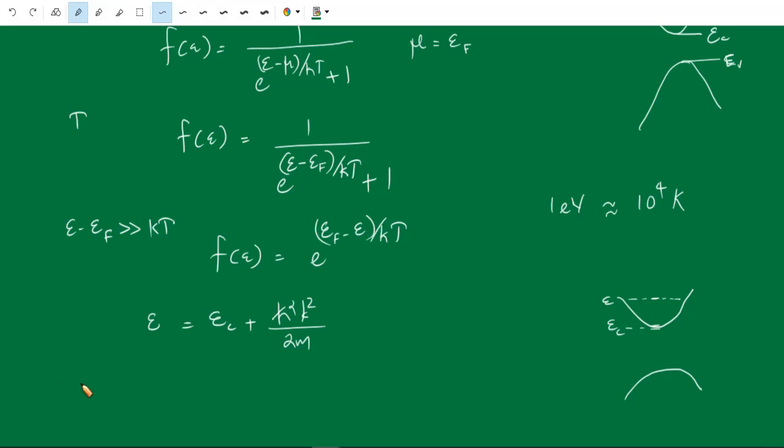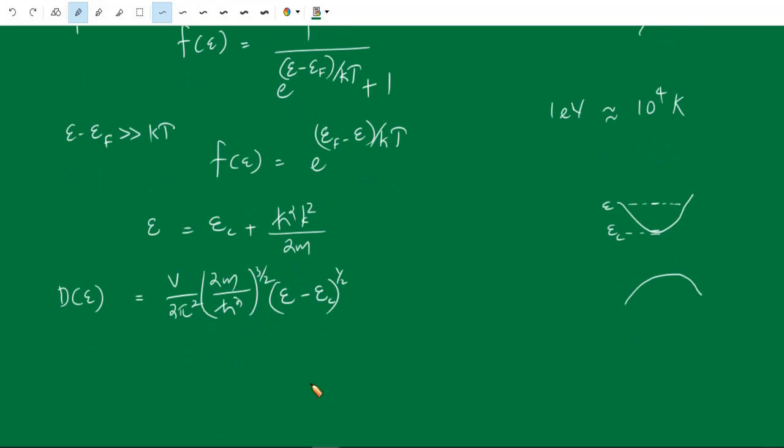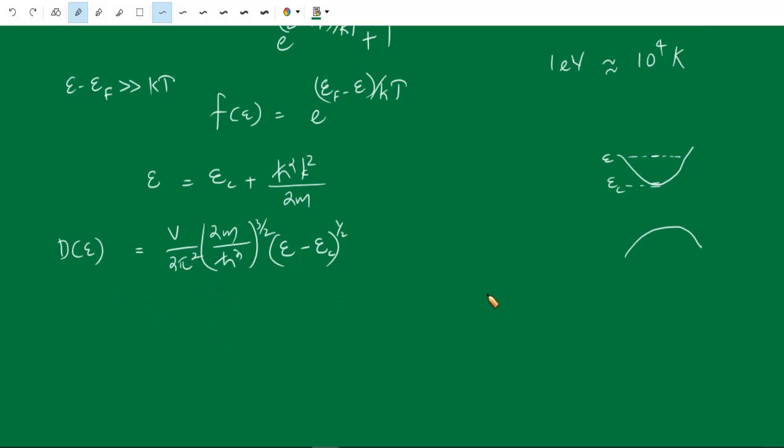Also, the density of states with energy E is given by V divided by 2 pi square, 2m divided by h cross square whole raised to 3 by 2, into (E minus EC) whole raised to half. So this is the kinetic energy, the kinetic energy is E minus EC. This expression we derived in the last chapter.